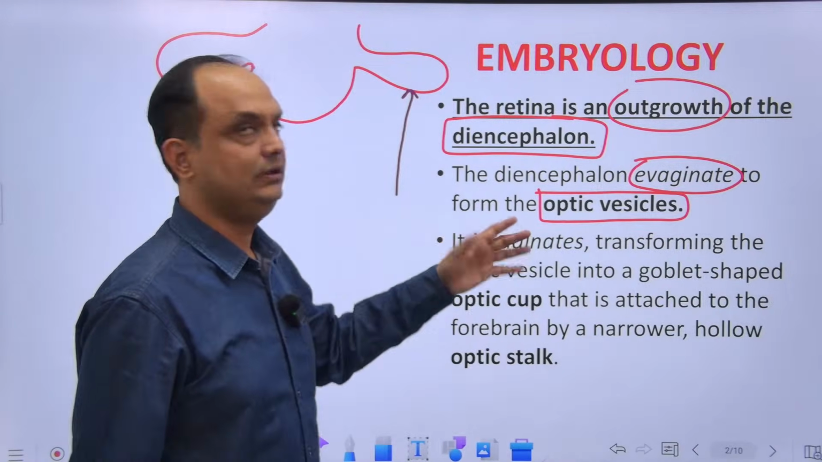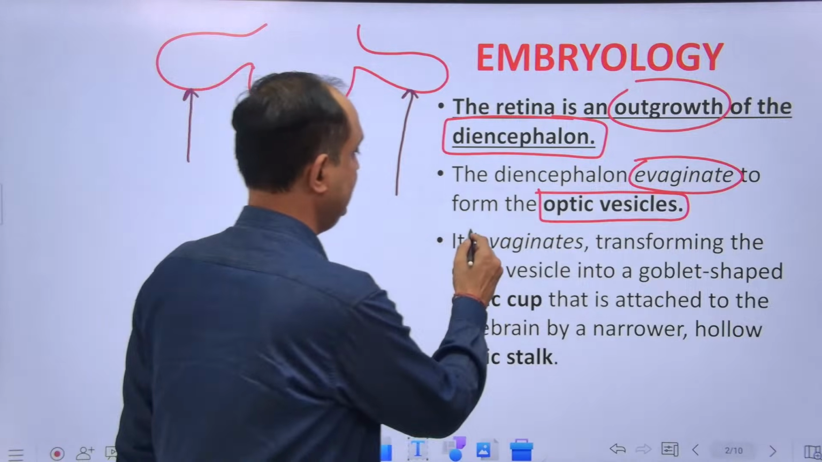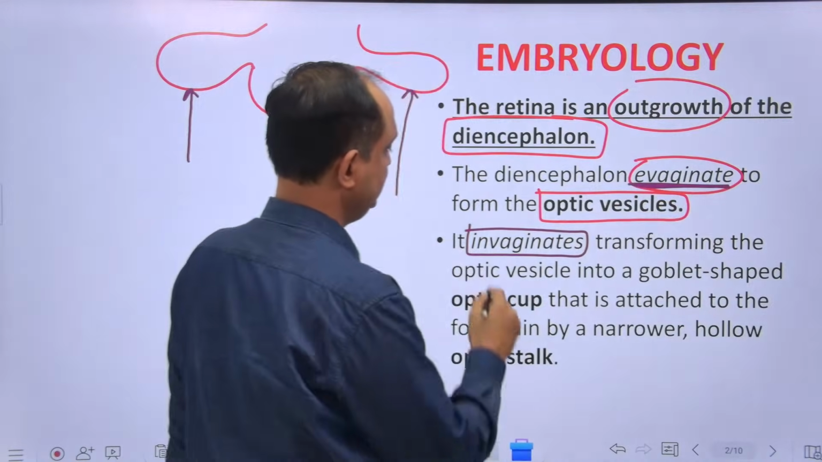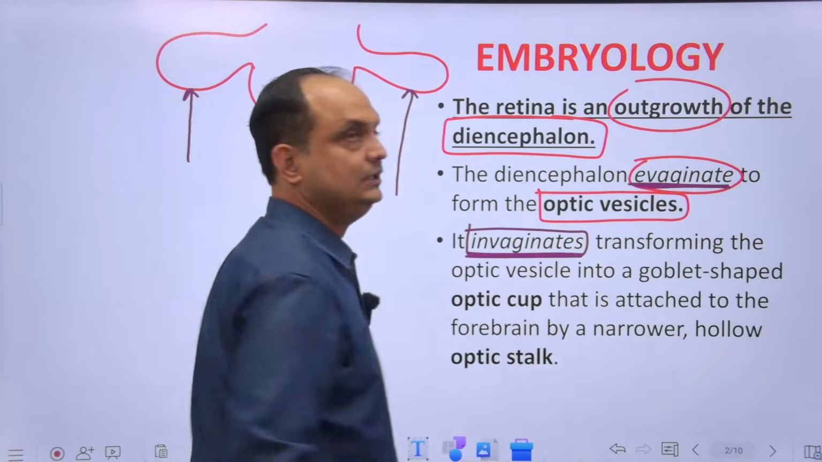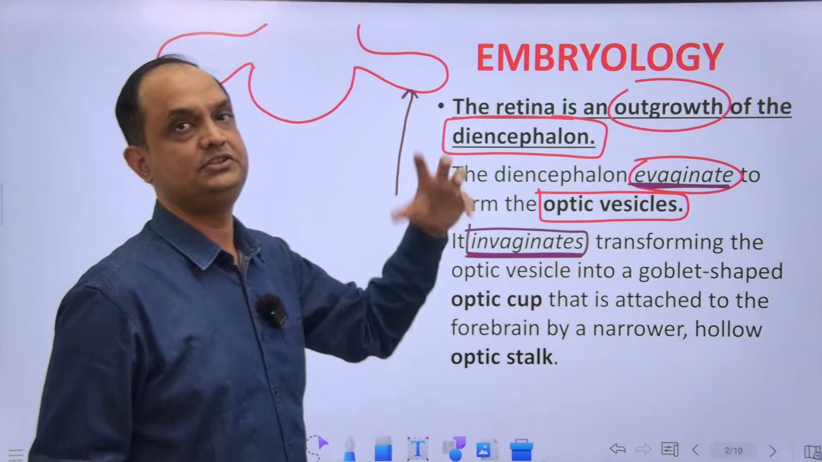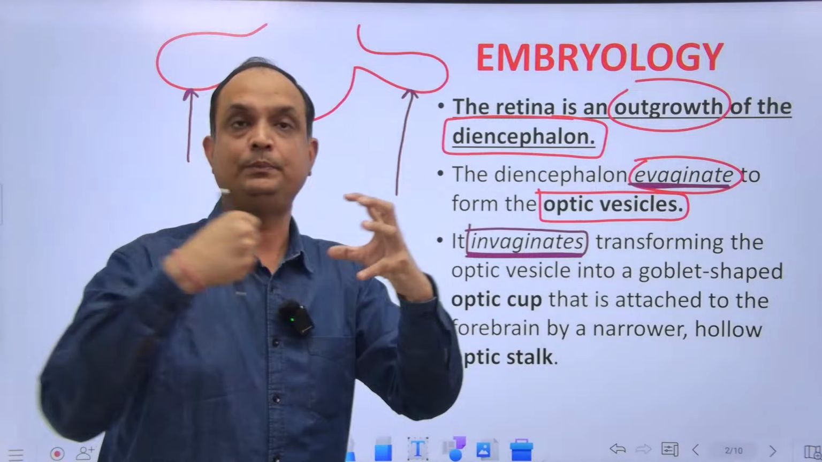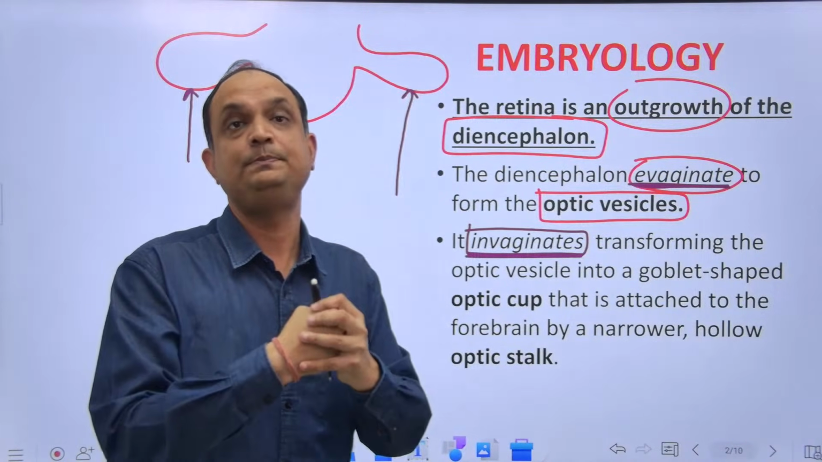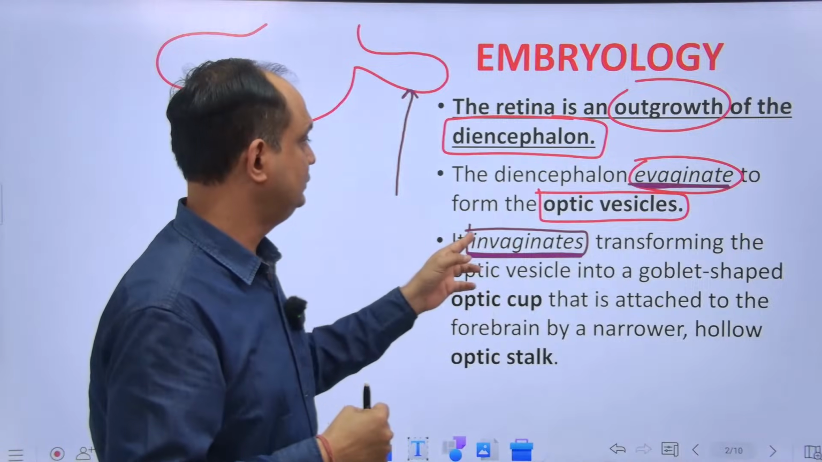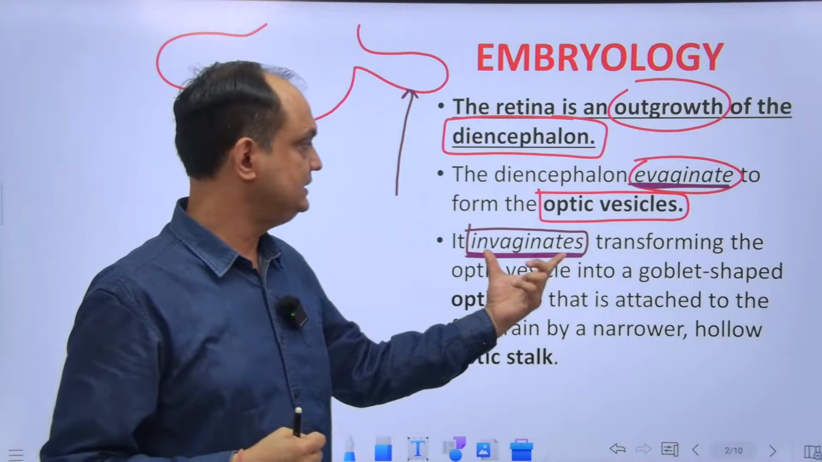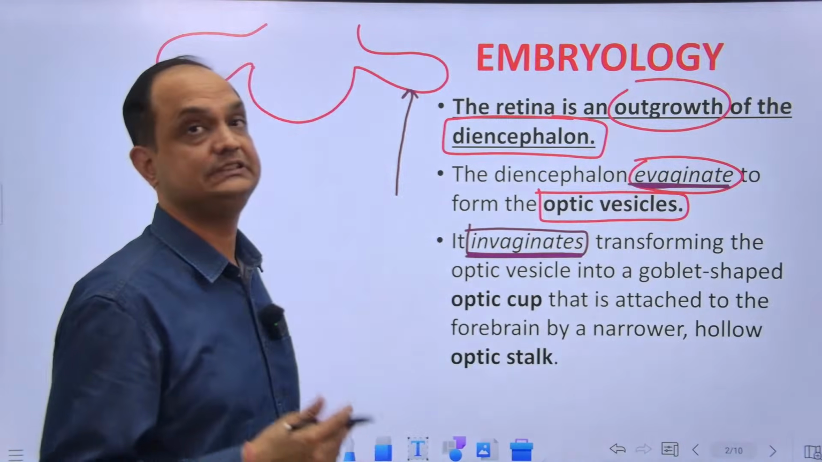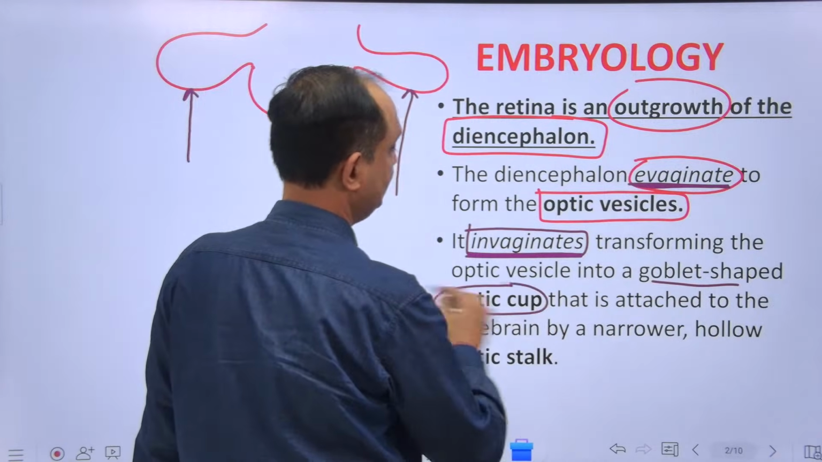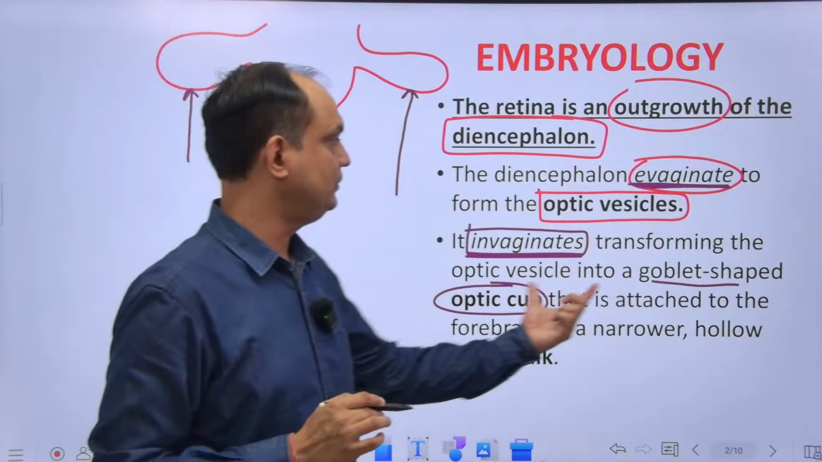Now, in the optic vesicle there is an invagination. See, there is an evagination, that means outpouching. Then there is an invagination. That means this is a balloon-like structure, and in the balloon you are pushing your hand to create a deep space or cup-like structure. So there is an invagination. This invagination transforms the vesicle into a goblet-shaped appearance known as the optic cup. So it is cup-shaped or goblet-shaped.